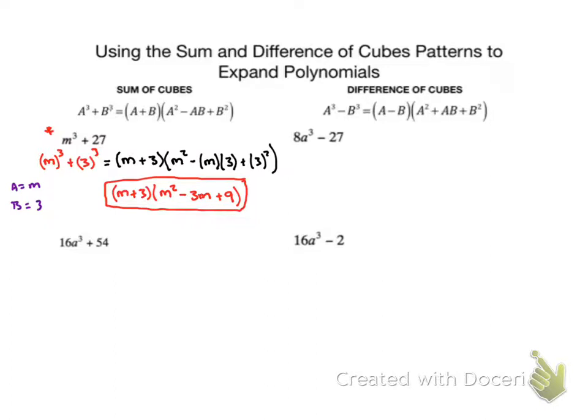All right, the next one. So we have 16a cubed plus 54. The first thing we need to notice is that we can't write a number to the third power that is 54, and we can't write a number to the third power that is 16, right? Because if you do 2 to the third power, that's 2 times 2 is 4, times 2 is 8. If you do 3, that gives you 27. 3 to the third power, 27. Doesn't work out.